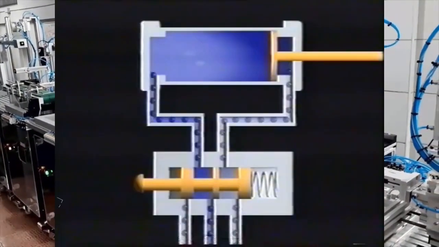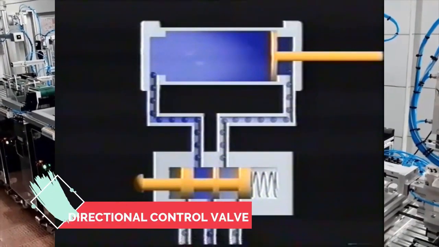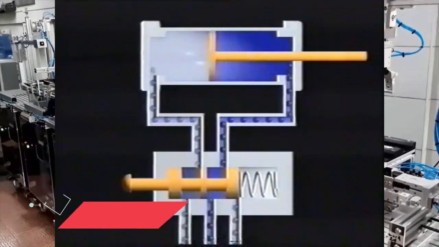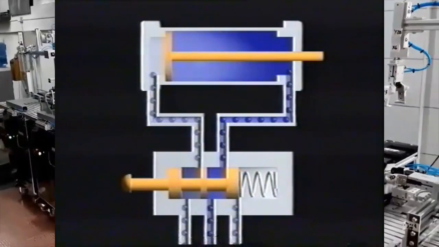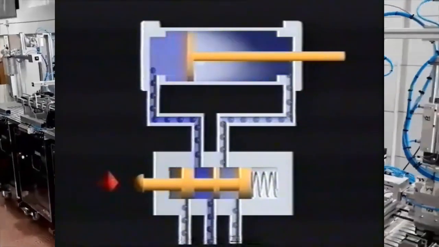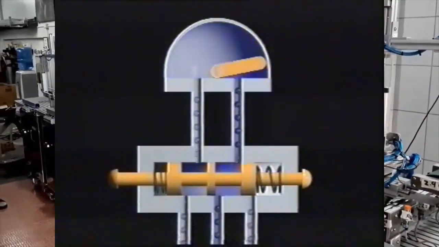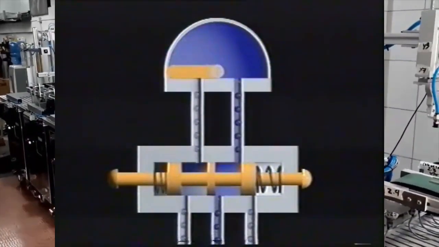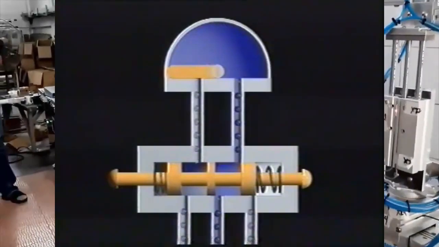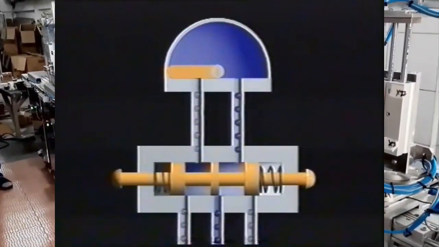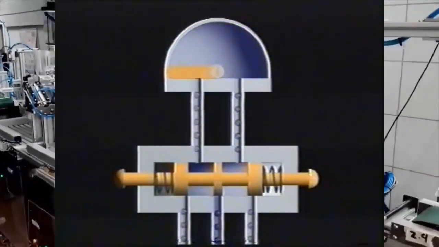Number 7. Directional control valves. Directional control valves are designed to change the direction of flow of air or fluid within a circuit. A valve is designed to control the direction of movement of work of a cylinder. Directional control valves perform 3 functions and usually operate in combination: stop air or fluid flow, allow air or fluid flow, and change the direction of air or fluid flow.